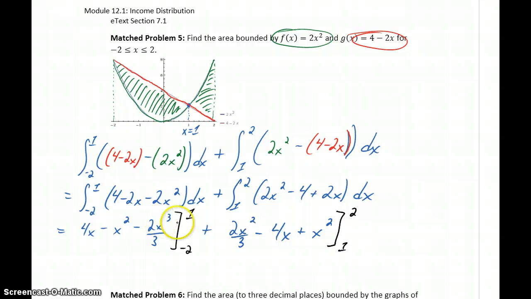So again, we'd have to evaluate each of these at the upper and lower bounds, but we've gone through several examples of those over the past couple of modules. So from here, I would assume you can finish up the rest of this problem, but you should be able to get as your final result 38 thirds.